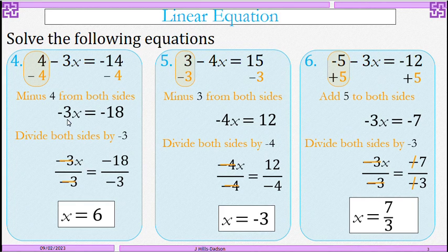So next we're going to look at when you have simple fractions involving linear equations. That will be part 3.